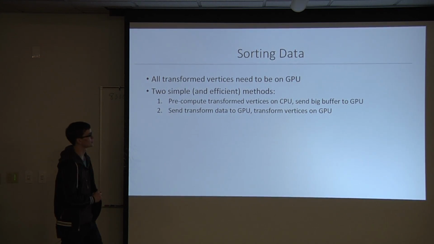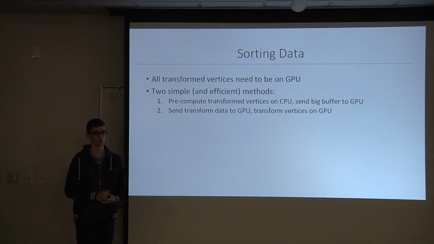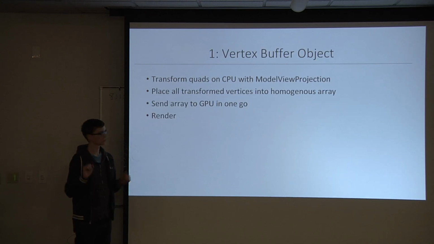The first way to send things to the GPU is to take your model view projection matrix and multiply it with all the vertices of all the quads of all your sprites. That way you can output all of these transformed vertices into one big array, like a standard vector. Once you have all of these vertices that have already been transformed, you could have them in a huge array, and you send that all to the GPU all at once, and you tell it to draw it.